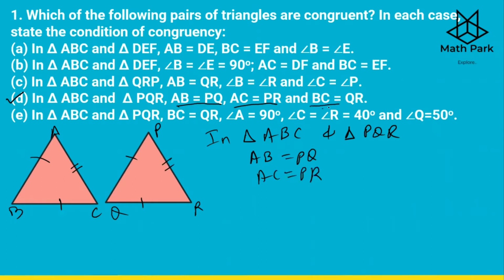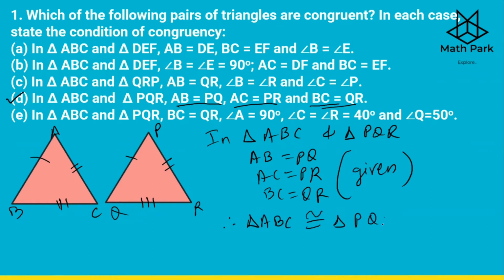Also, you are given BC is equal to QR. Show the equal markings. So you are given all these three sides of one triangle are equal to the three sides of the other. So therefore, you have triangle ABC is congruent to triangle PQR by SSS. Side, side, side congruence. Okay.